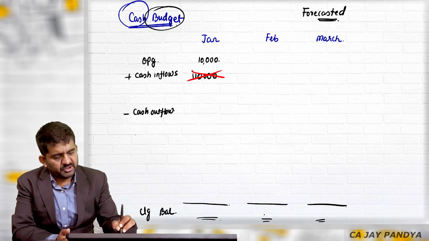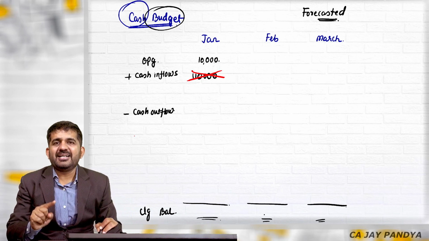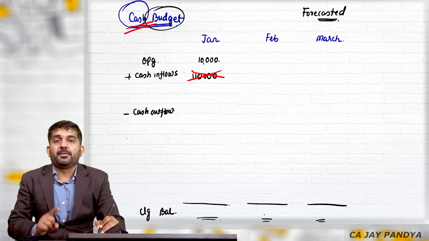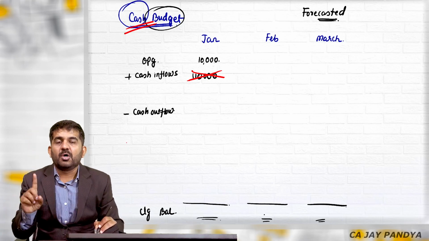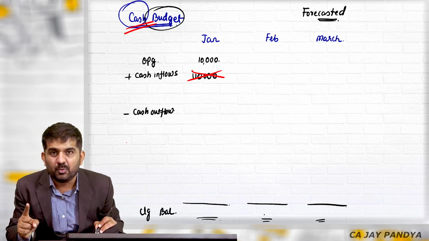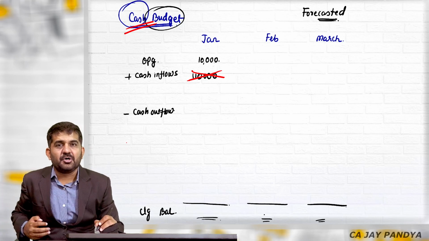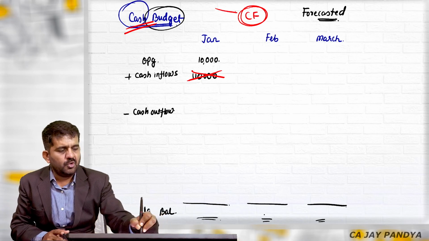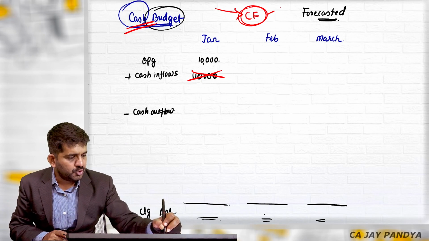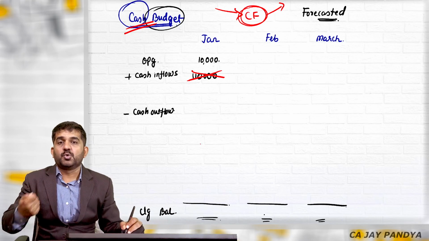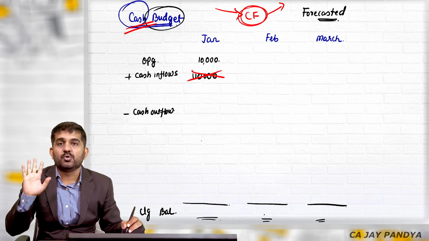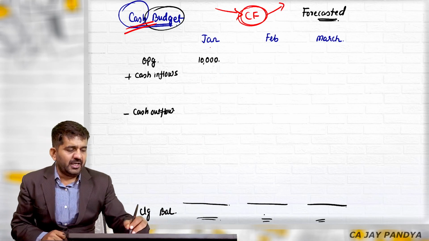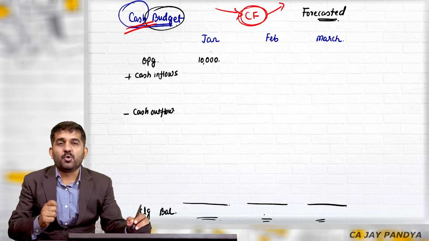The answer is no. Credit sales is not your immediate cash flow. You are right now preparing a cash budget. You are not preparing a profit and loss account. Whatever cash is coming in, you should consider. This should be your focus, cash flow. Whatever cash flow is coming in, you should consider. Whatever cash flow is going out, you should consider. Except that you should not consider anything. So, sir, how to calculate what will be the cash flow of Jan?